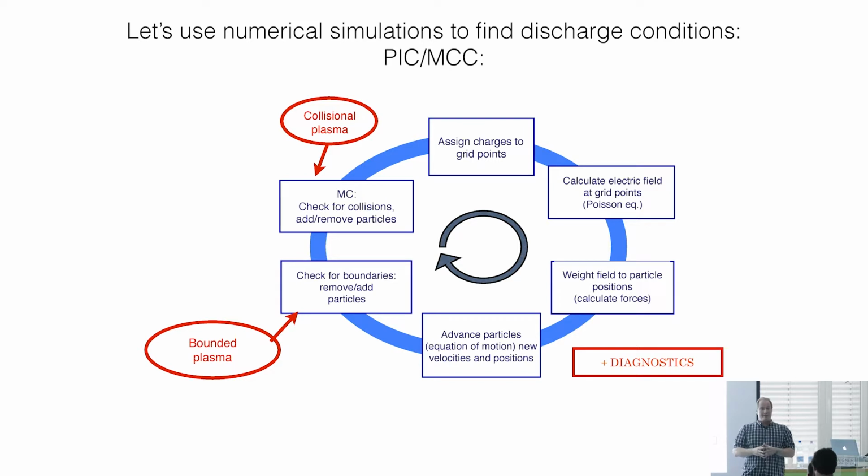And the particles interact with the electric field, which you compute on the grid based on the boundary conditions and the space charge of the particles. So it's self-consistent in a way. That was the big part. The Monte Carlo collision part is a little more tricky one.